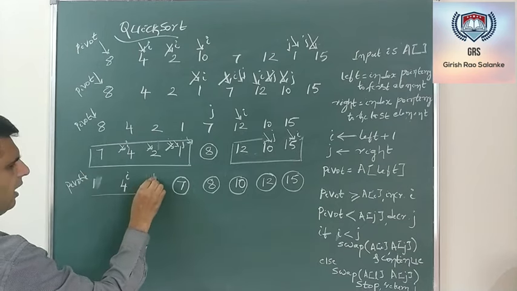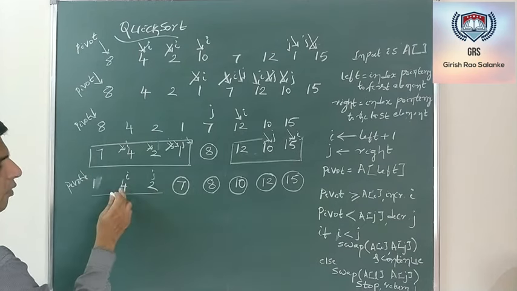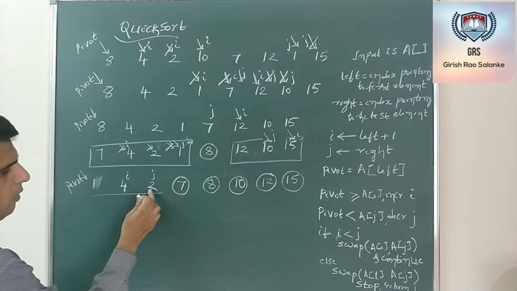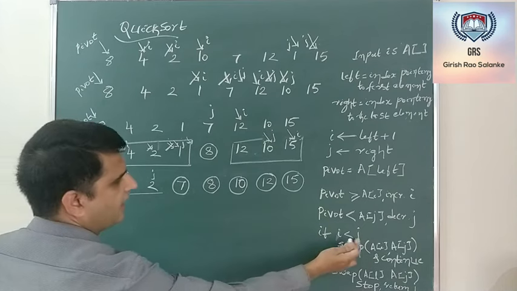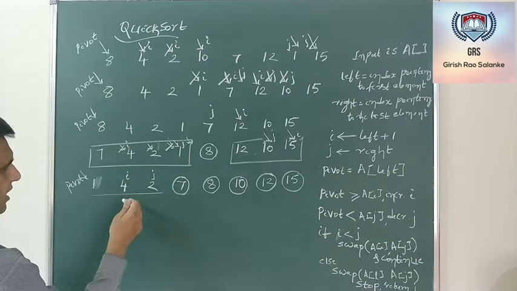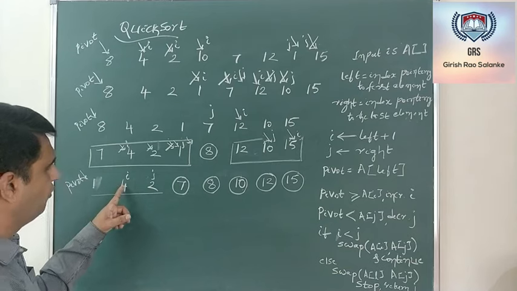This is your i and this is your j. 1 greater than 4, false. 1 less than 2, false. In this case, i less than j. i is less than j. Yes, the condition is true. I am repeating. This is not 4 less than 2.